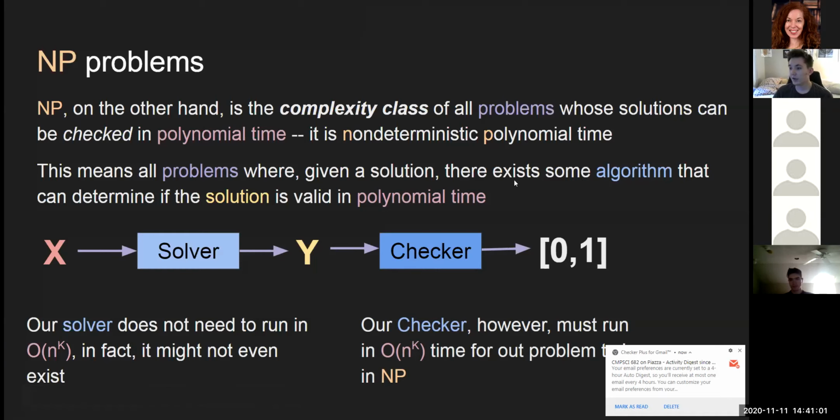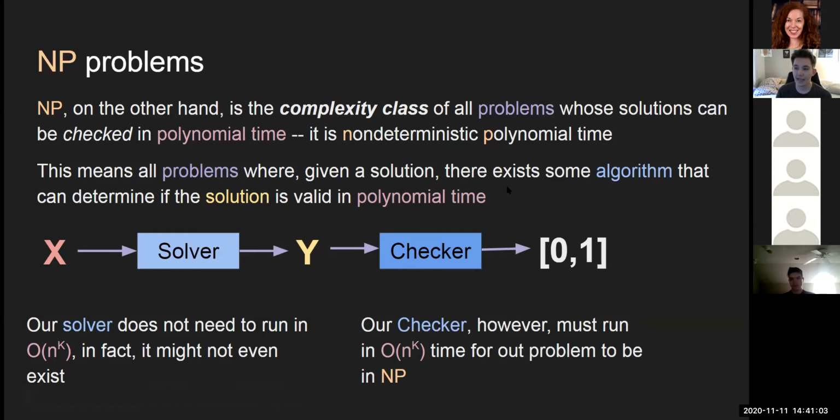Someone asked, is there any problem that is not in NP? There are, in fact. The example we just gave about the chess move is actually known to not be in NP. It's too hard. We can't check if it's the optimal move in polynomial time. The halting problem is also not in NP. So there are a lot of examples that are not in NP.